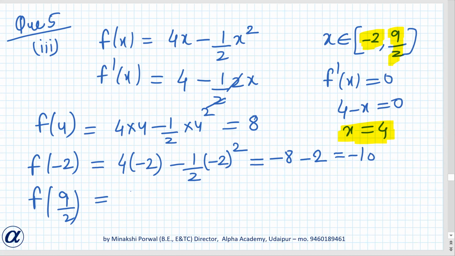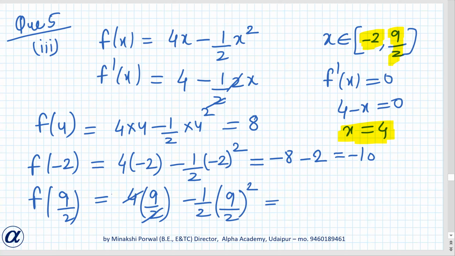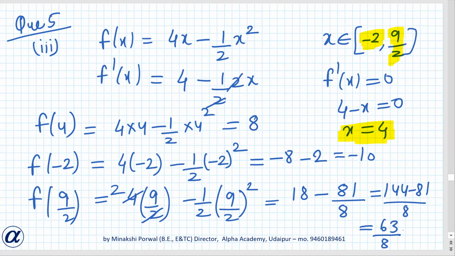Then f of 9 by 2. 4 into 9 by 2 minus 1 by 2 into 9 by 2 the whole square. So it is equal to 2 into 9, that is 18, minus 81 upon 8. Okay. That is equal to 18 8s are 144 minus 81 by 8, that is equal to 63 by 8, that is equal to 7.6.